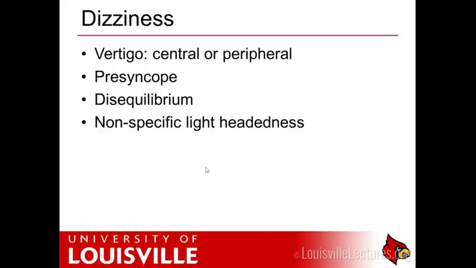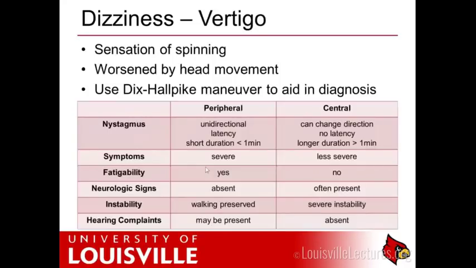All right, let's go through dizziness and vertigo, and then we'll take a break. So for vertigo, you have two types: central and peripheral. Other types of dizziness are presyncope, disequilibrium, and non-specific lightheadedness. Vertigo is highly testable, so this is something that I would try and commit to memory.